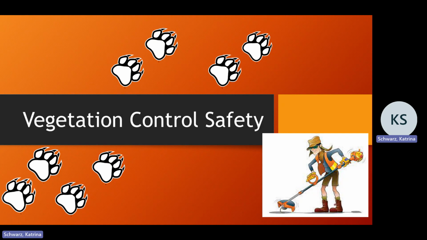We need to maintain the roadside vegetation to provide a safe recovery area for vehicles, to reduce fuel for wildfires, reduce snow drifting, prevent erosion, and to reduce wildlife collisions. So, let's look into this further.